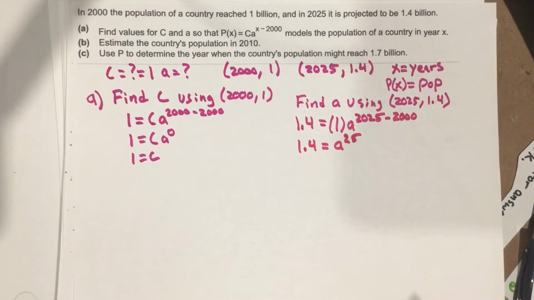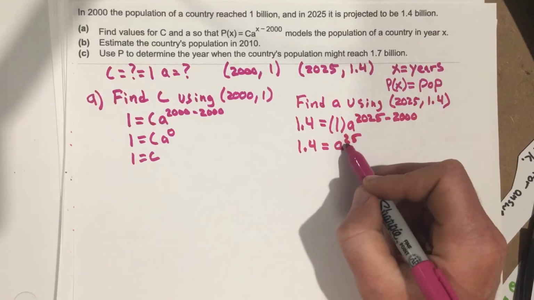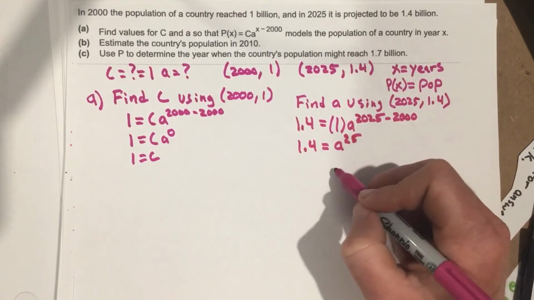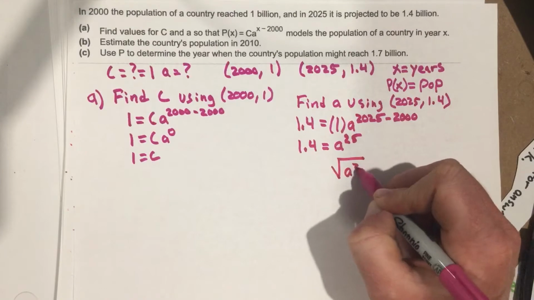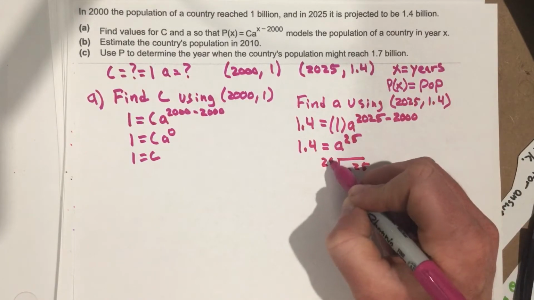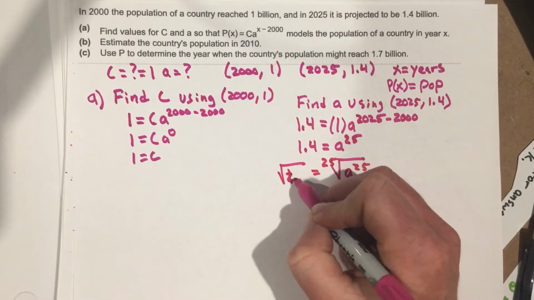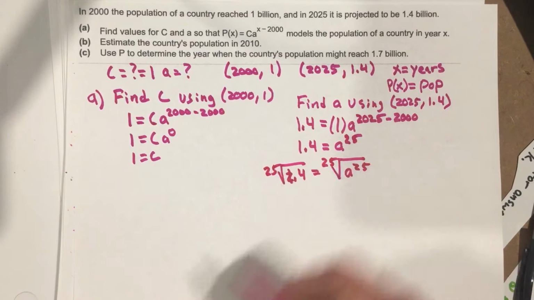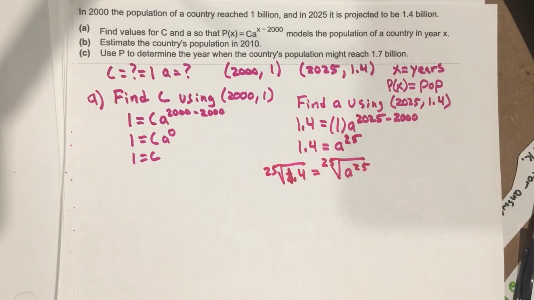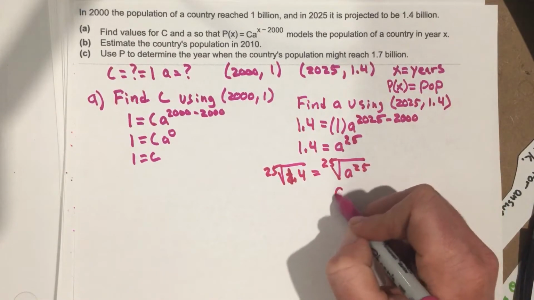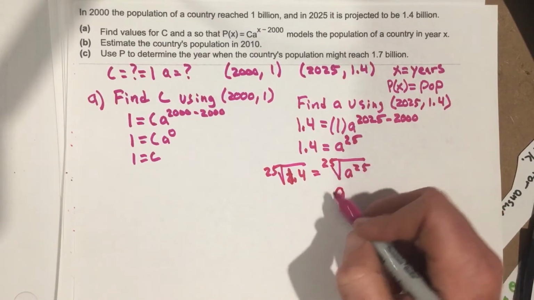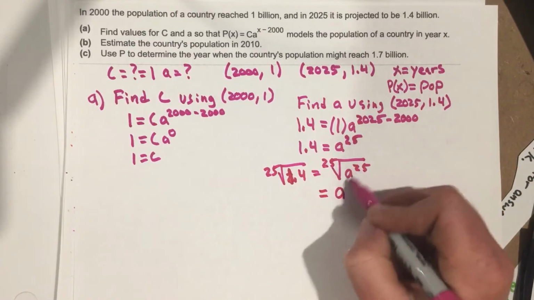And now we want to get A by itself. So if we want to get A by itself, we've got to take the 25th root of A to the 25th on each side. So this is A to the 25th. We're going to do the 25th root of A, and we're also going to do the 25th root of 1.4. Sorry for writing that kind of weird. So this is going to be A now, because the 25th root of the 25th power, they cancel, it just gives you A.